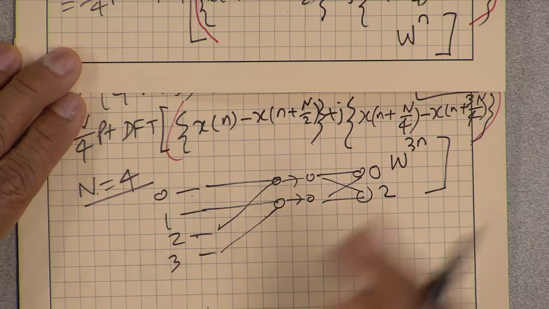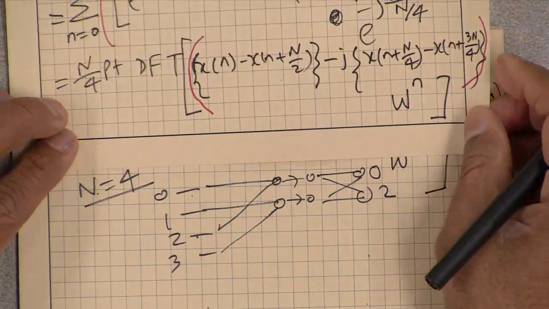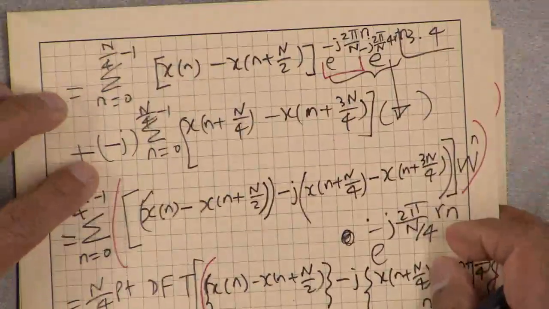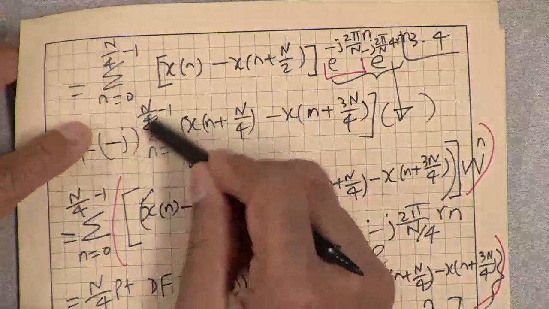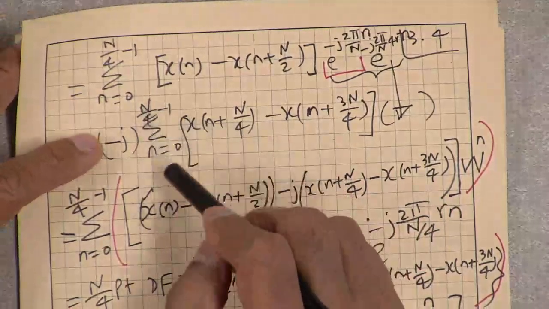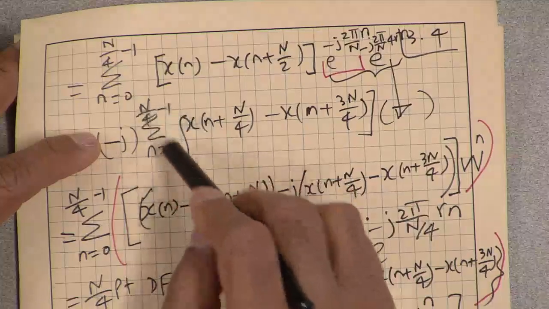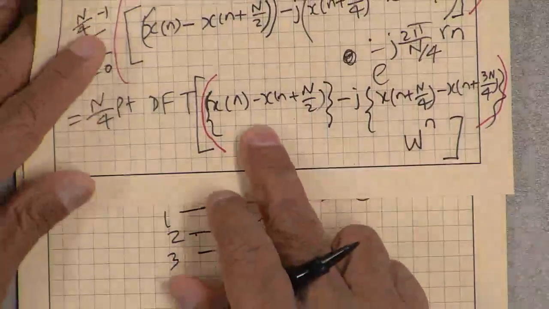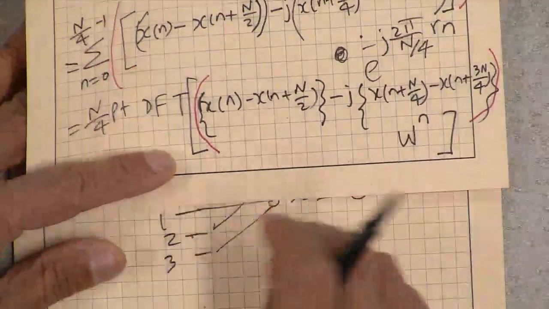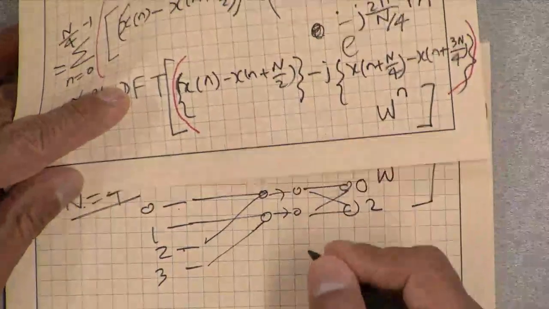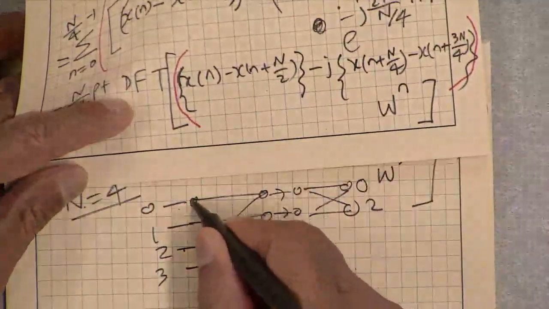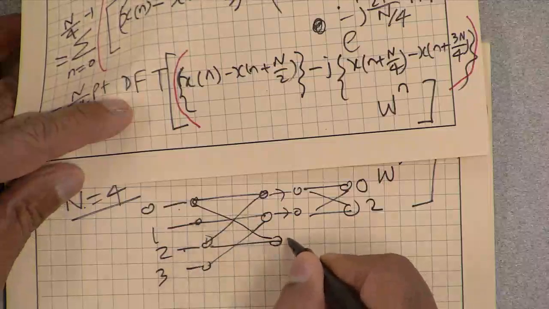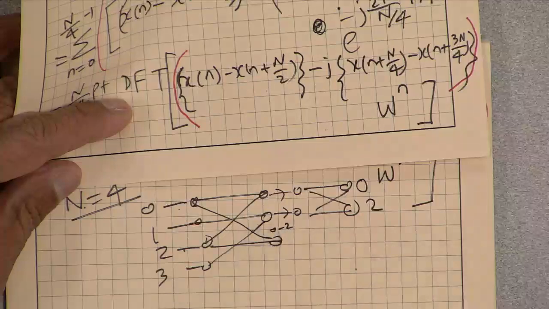Okay, what happens if I just substitute n is equal to 0? By the way, when capital N is equal to 4, this summing index has only one value, that's 0. 1 minus 1 is 0, and W to the 0 is the same as 1. So if I just substitute n equal to 0, what do I get? 0 minus 2, that's that butterfly here. I'm not writing this as minus 1, but that's the minus sign. 0 minus 2.